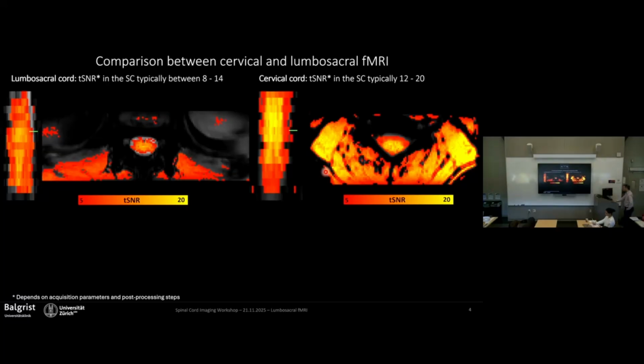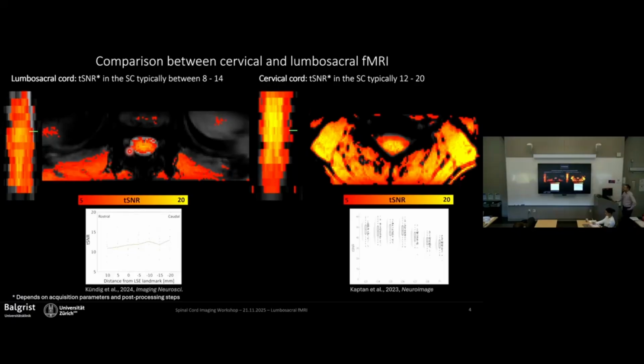So you also noticed, first of all, that here I use the same intensity scaling, that the TSNR in the lumbosacral cord is around 50% lower compared to the cervical cord. In both regions, the TSNR is the highest in the spinal cord, lower in the CSF. And you will also notice that the gray matter is a little bit higher than in the white matter.